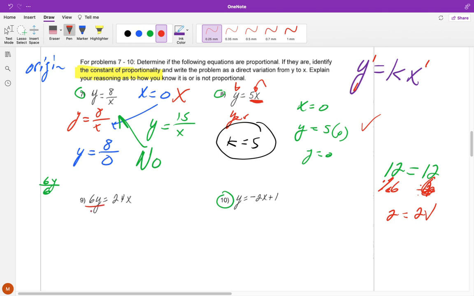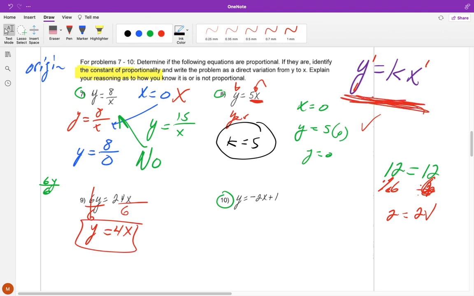So for here, if I want to see if it's direct variation, I can just isolate my y and divide by 6. So y is then equal to 4x. Now I see it's written in my direct variation form. I know it's growing at the same rate because x is always being multiplied by 4. And if I plug in 0, it's going to pass through the origin as well. So that one we know works.